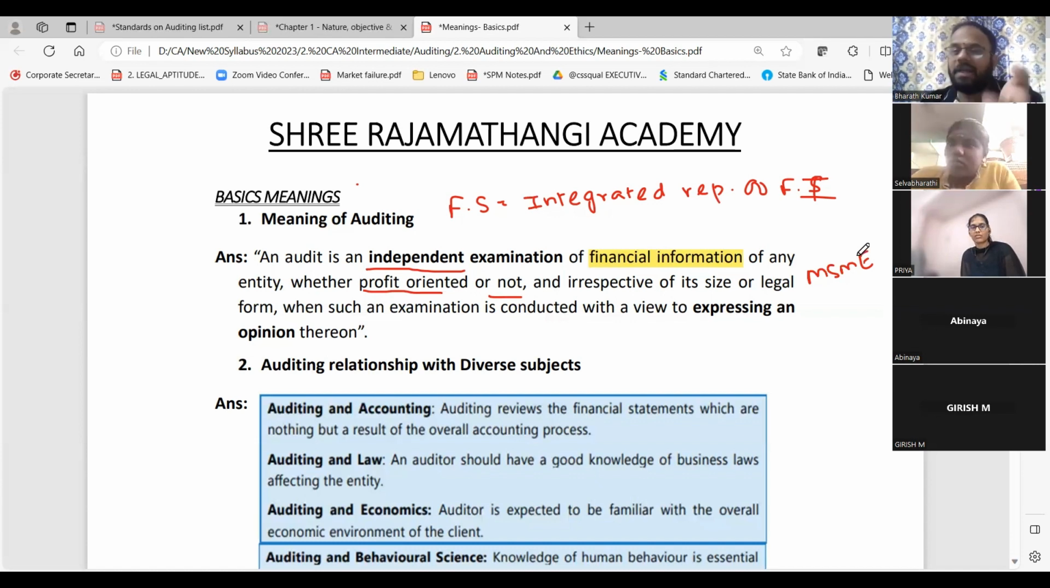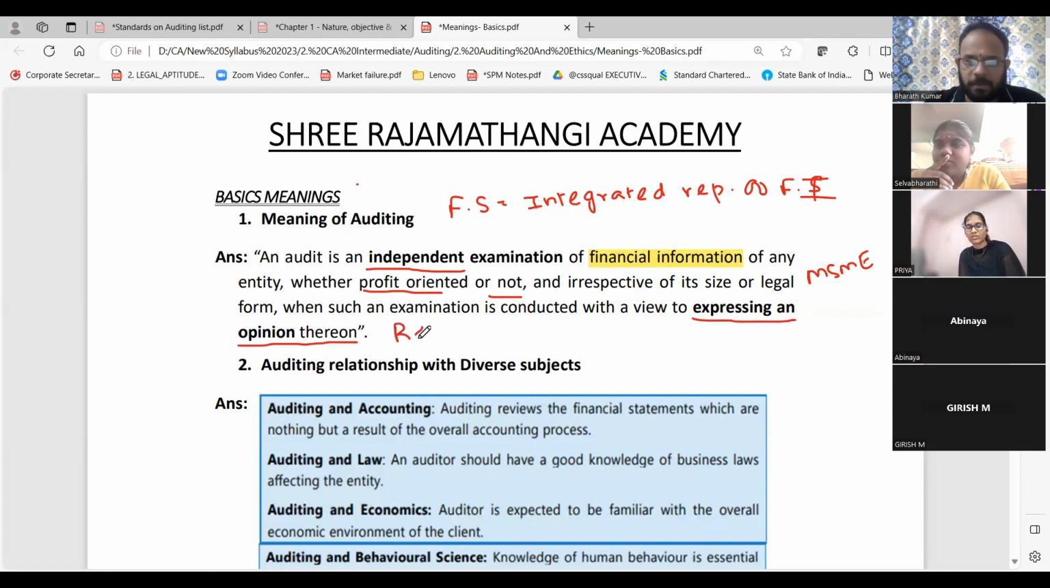Whether it is recommendatory or mandatory depends on that particular act. But all this, as an independent examination, is for the auditor to express what? The auditor to express the opinion thereon. Opinion means reporting. Are you clear with this connection?